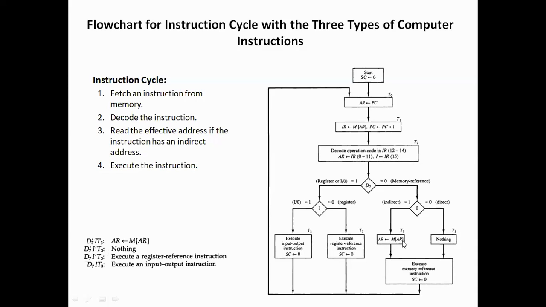So this type of instruction. What about here? If I need to go here, it will be D7 I dash T3. So it will be D7 I dash T3 to go here. And if I want to go here, it will be D7 I and T3. So D7 I and T3 means we will reach here.